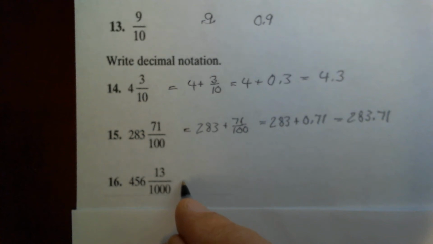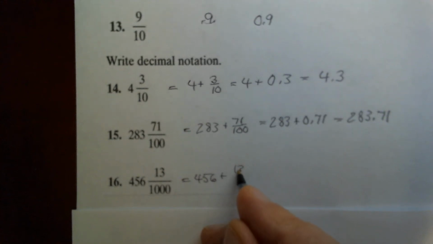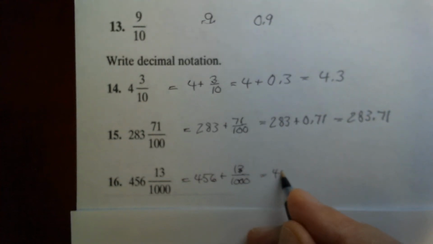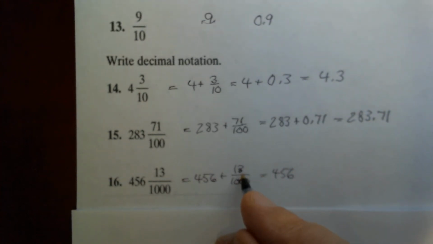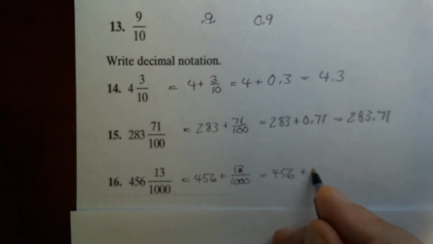In number 16, it is 456 plus 13 1,000ths. So that's equal to 456. And here the decimal point follows the 3. So it's 1, 2, 3 zeros. So that then is 0.013.